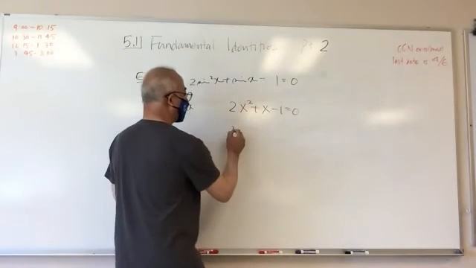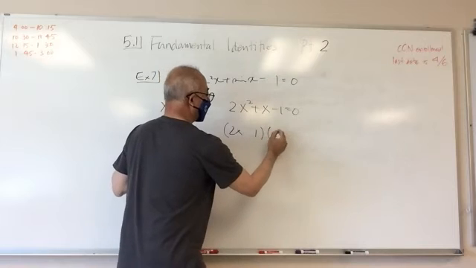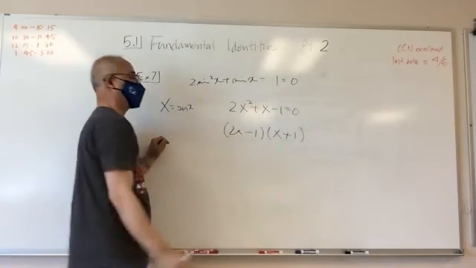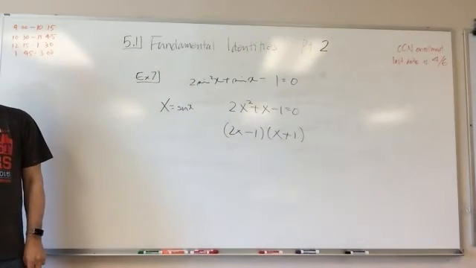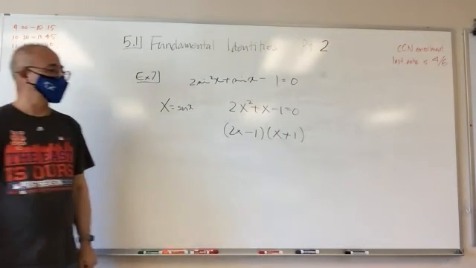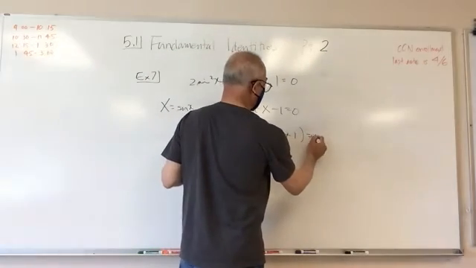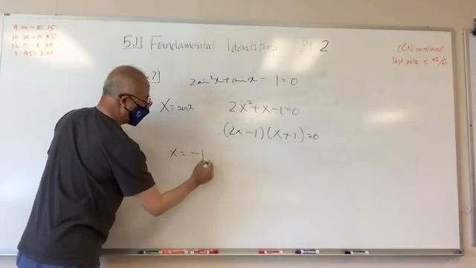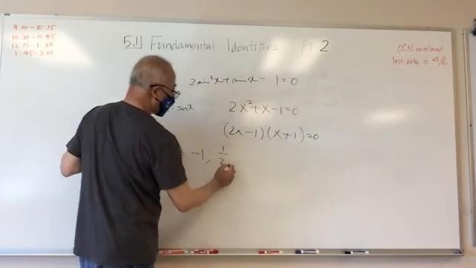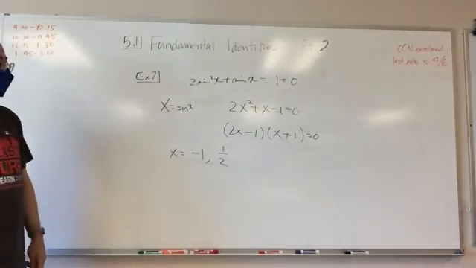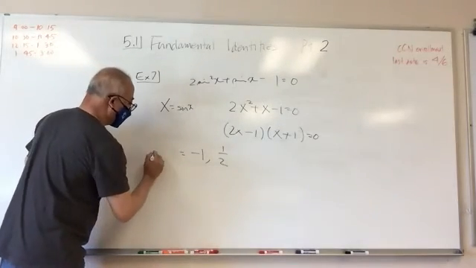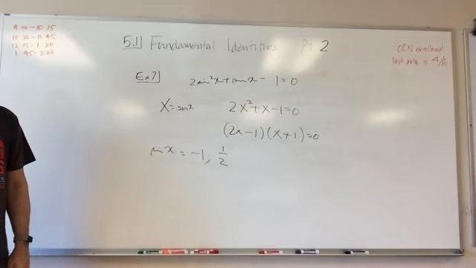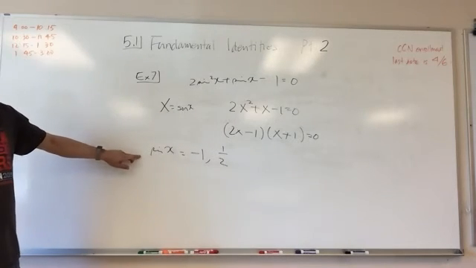Okay, so I have 2X, and I need to get a positive, so this needs to be positive and this needs to be negative. That's the factorization: 2X minus 1 times X plus 1 equal to 0, which means that your large X can be equal to either -1 or 1/2. Which means that really sine x can be -1 or 1/2, right? Because that's what our big X was.